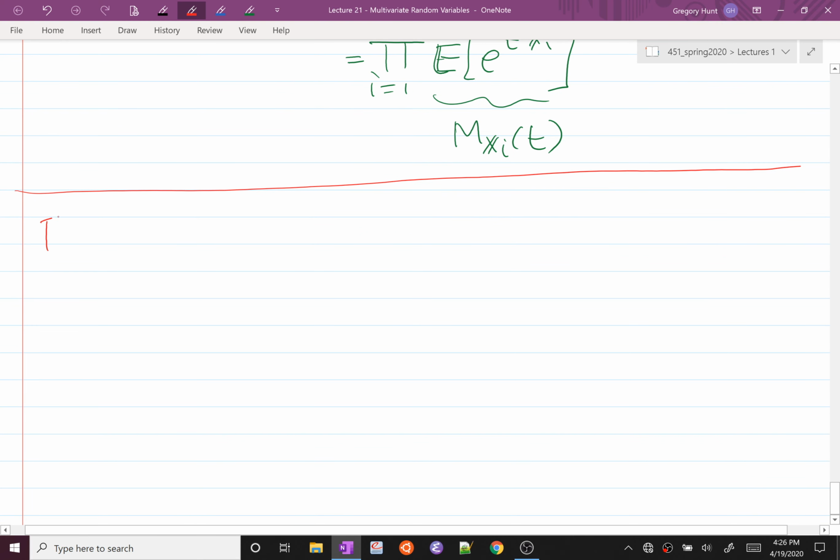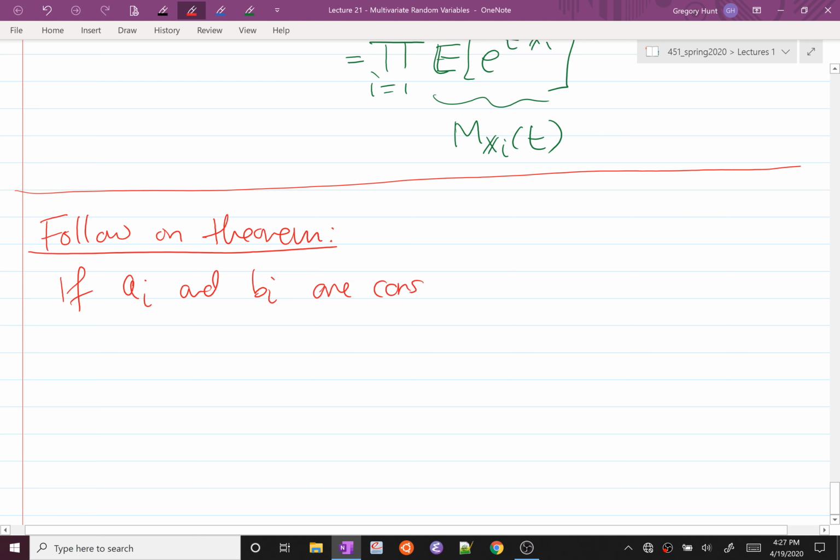Another follow-on theorem, which I'm not going to prove because I'll leave it up to you, it's not so bad, you can think about what the proof might be. If a sub i and b sub i are constants, so we have a sub 1 to a sub n, b sub 1 to b sub n, I could slightly extend this and say Z is the sum, i goes 1 to n, of, instead of the x sub i, it's a i plus b i x i.